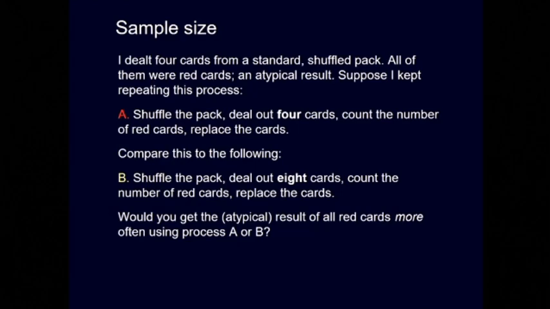Now compare that to doing exactly the same thing but with a larger sample size, 8 cards this time. So now I deal out 8 and count how many reds I've got. Again, the typical result, if you like, is 4. That's the representative result, half: 4 red and 4 black. But I'm not going to get that every time. Sometimes I'm going to get just 1, sometimes I'm going to get 2.